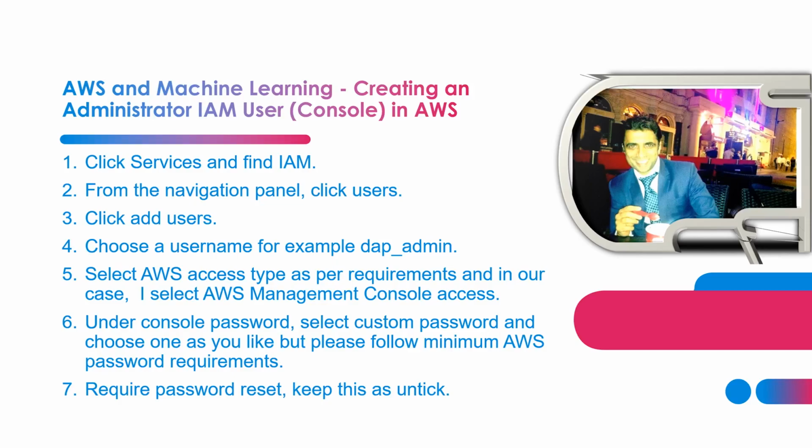To do so, once we are logged in, we need to click Services and find the IAM service. From there, we will land on a page where we have a navigation panel, and we click Users. Then we will land on a new page where we click Add users, followed by choosing a username, and in my case I will choose DAP admin.